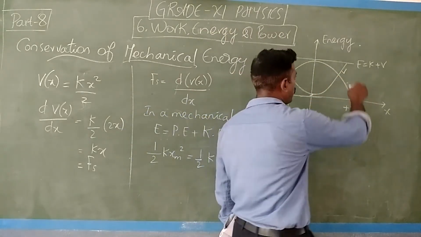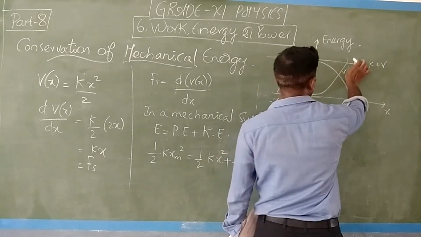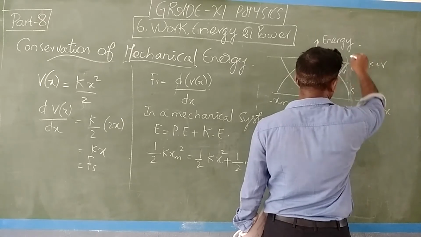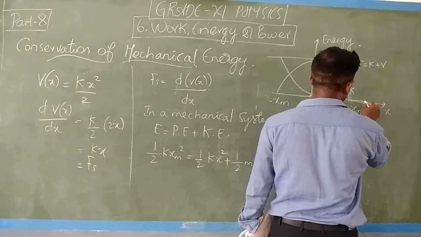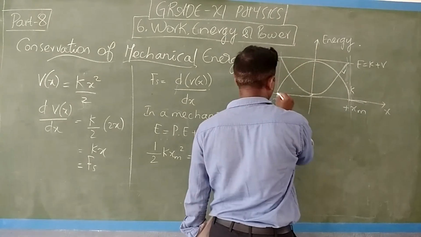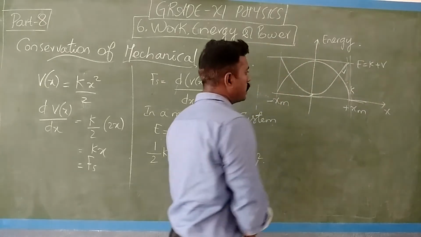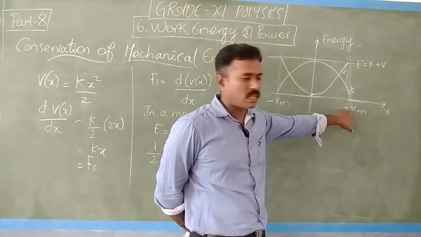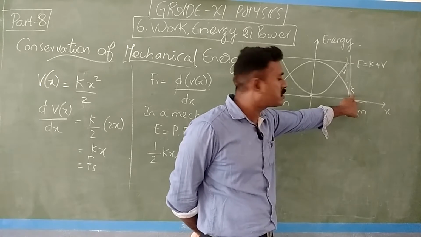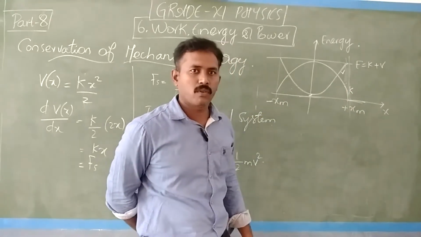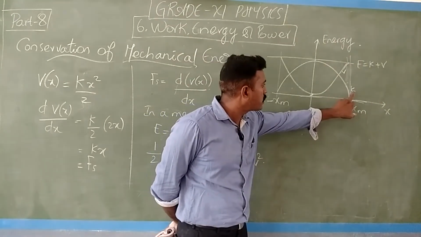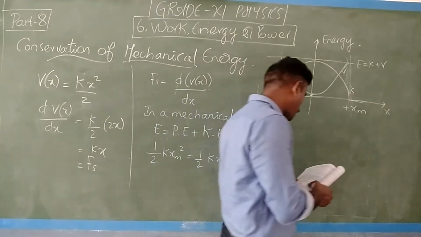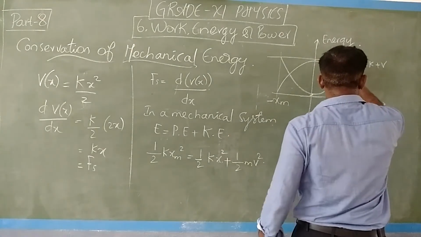So listen carefully. At the maximum point on the positive side, what is the kinetic energy? This is a graph, a parabolic graph, for the kinetic energy and the potential energy. V refers to the potential energy and it is capital V.